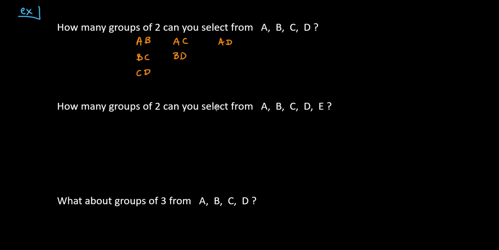Notice that there are no duplicates here in the sense that AA does not count and BA would be the same as AB, so we are not using those. So cross those out. The number of combinations here then appears to be 6, right? 6 groups.